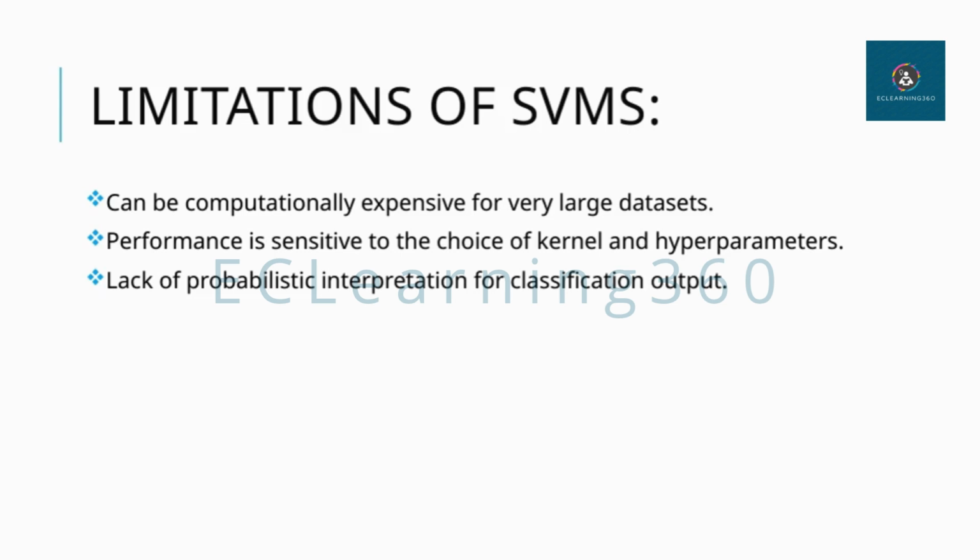And finally, unlike some other models, SVMs don't provide a probabilistic interpretation of their classification output. So, if you need to understand the confidence level of a prediction, SVMs don't inherently give you that information. These points highlight some important trade-offs when choosing SVMs as your machine learning tool, especially in terms of scalability and interpretability, which are key themes in understanding when and how to best apply them.